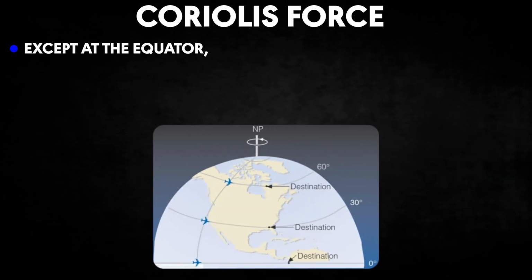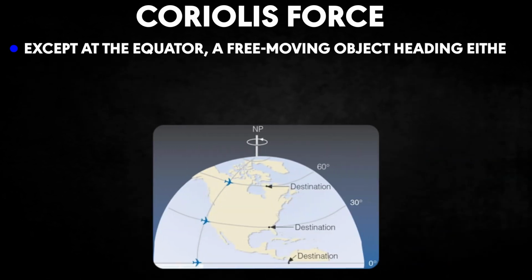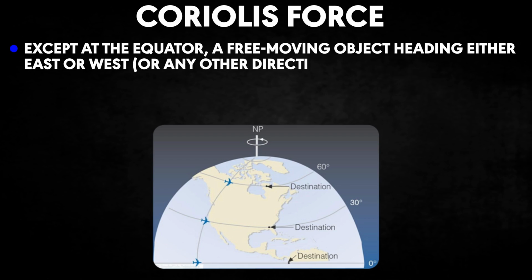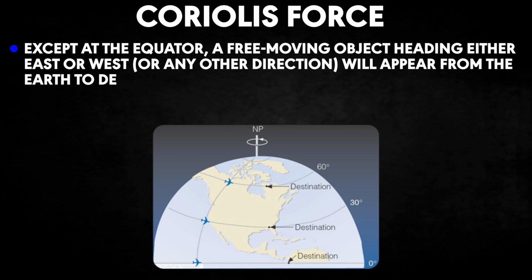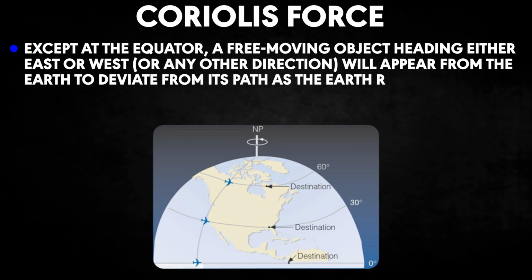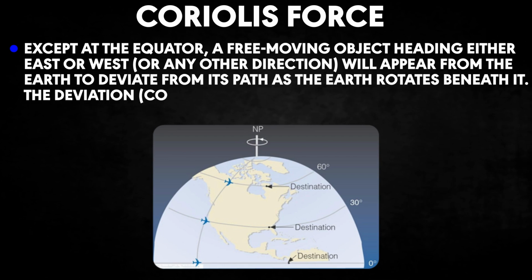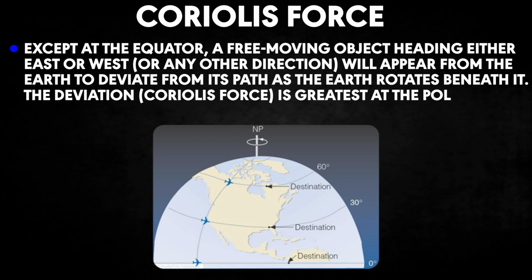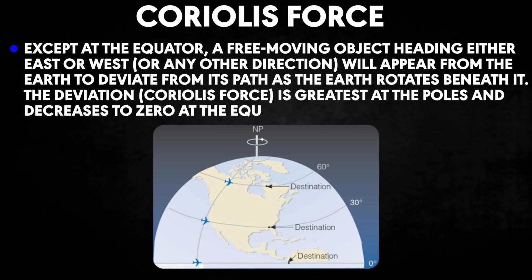except at the equator. A free-moving object heading either east or west, or any other direction, will appear from the Earth to deviate from its path as the Earth rotates beneath it. The deviation, the Coriolis force, is greatest at the poles and decreases to zero at the equator.